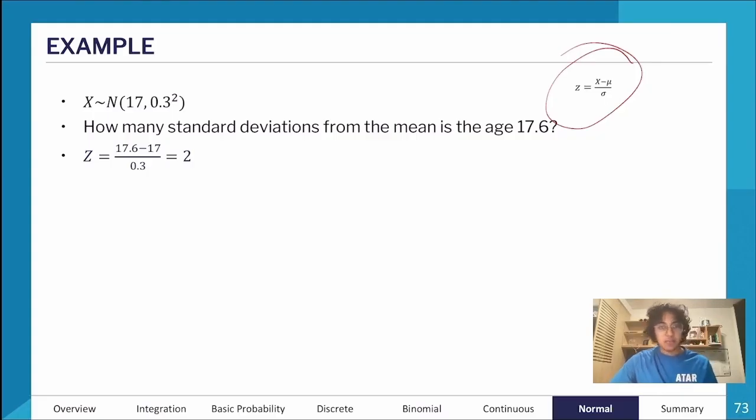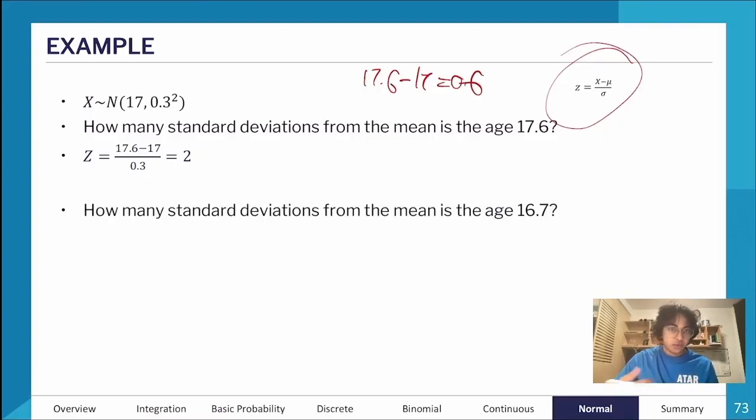So 17.6 minus 17 divided by 0.3. 17.6 minus 17 is equal to 0.6, and 0.6 divided by 0.3 is just equal to 2. And if we try work that out with 16.7 as well, we'll see that we get -1, right? But that just means that instead of going above the mean, we've gone below the mean. So at the end of the day, that's still one standard deviation away from the mean, okay?